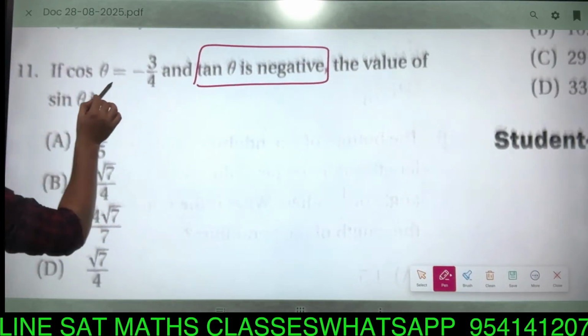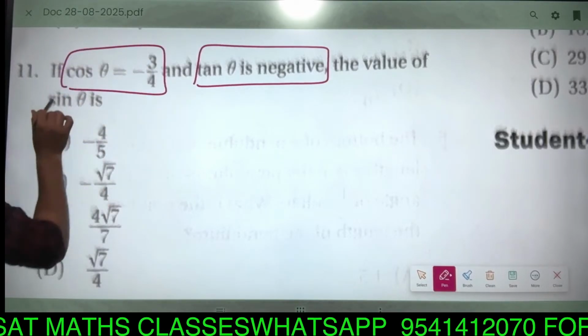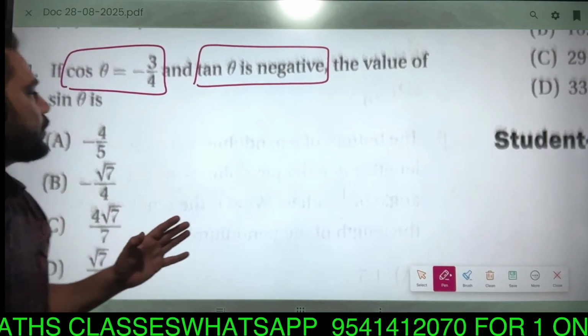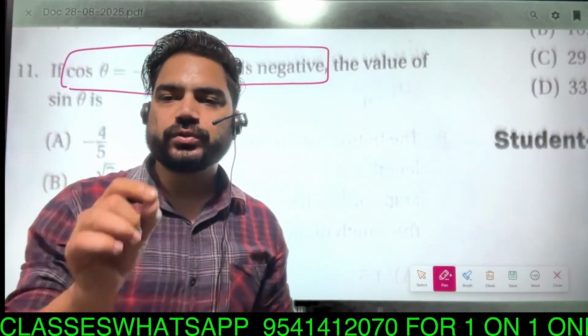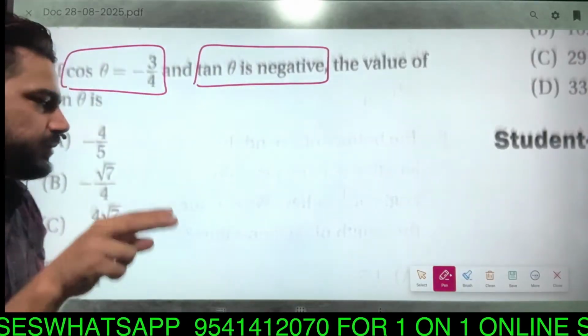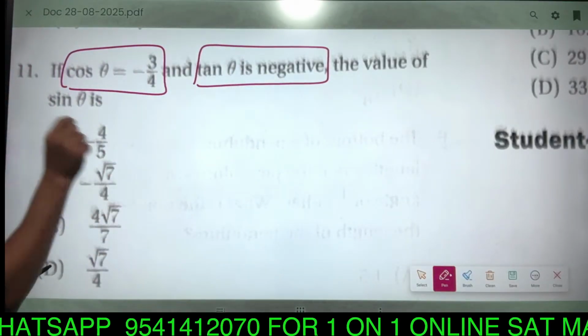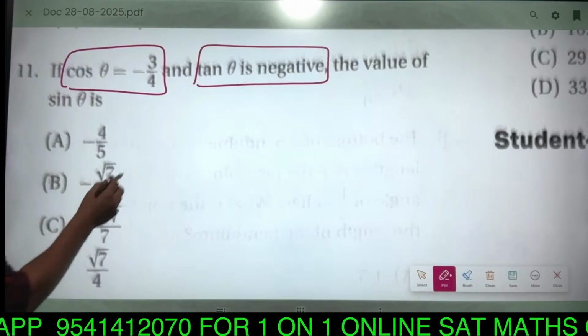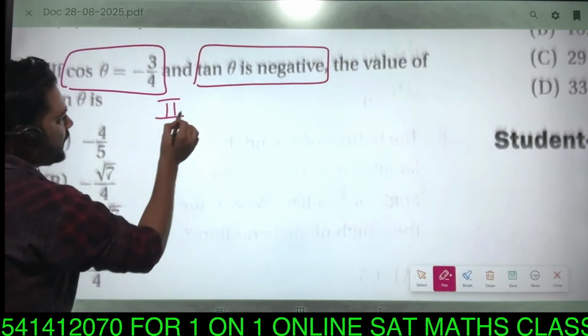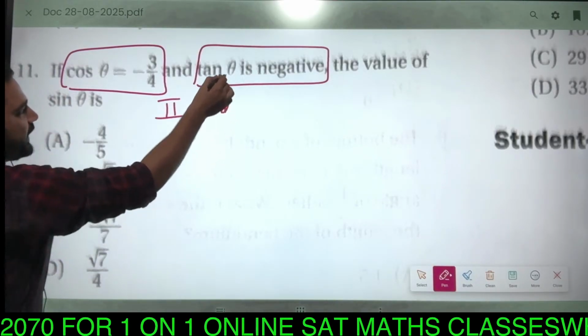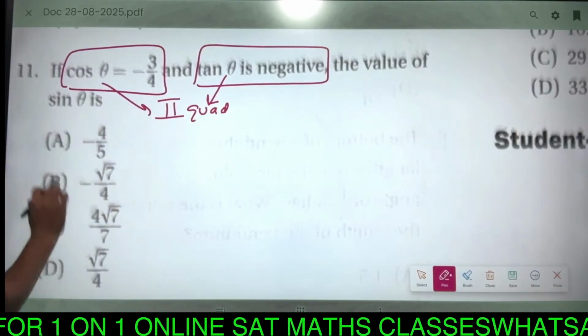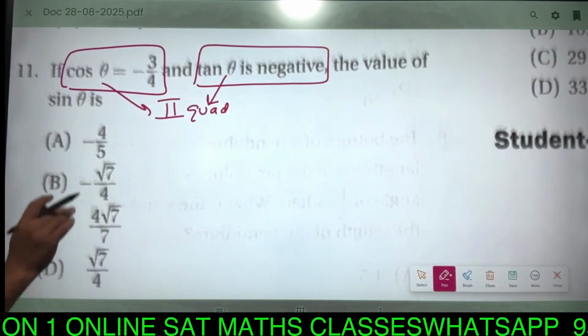Okay, and cos theta is also negative, we can see. So tan theta and cos theta both are negative. So we know that both of these terms, tan and cos, are negative only in the second quadrant. It is only the second quadrant in which tan is negative and cos is also negative. Okay, this much basic we know. Now what is the value of sin theta?